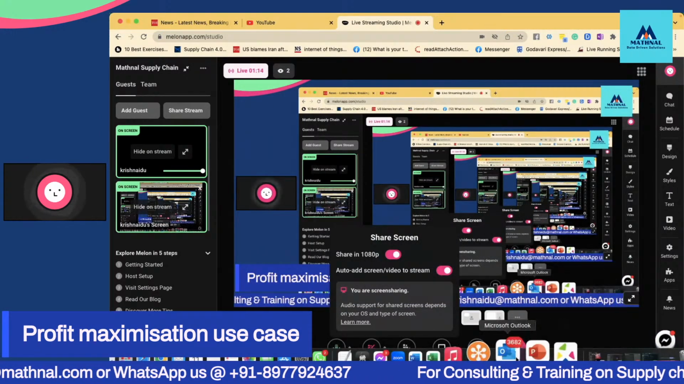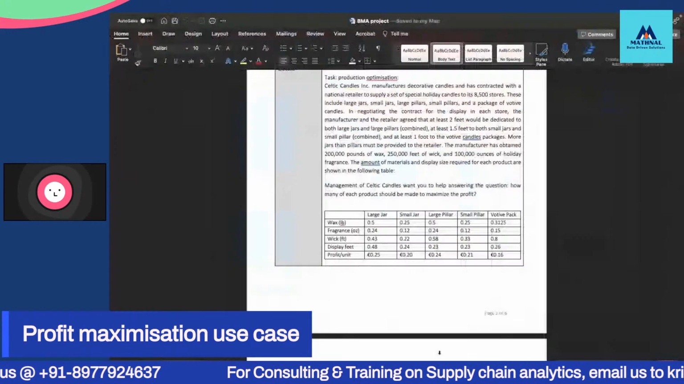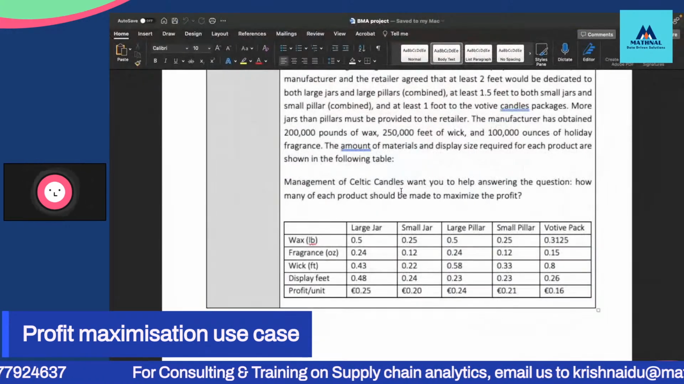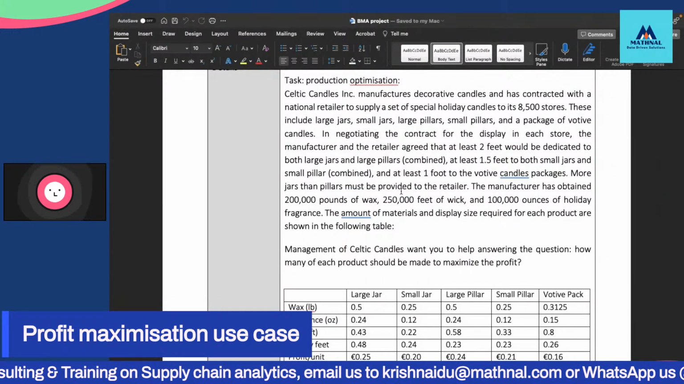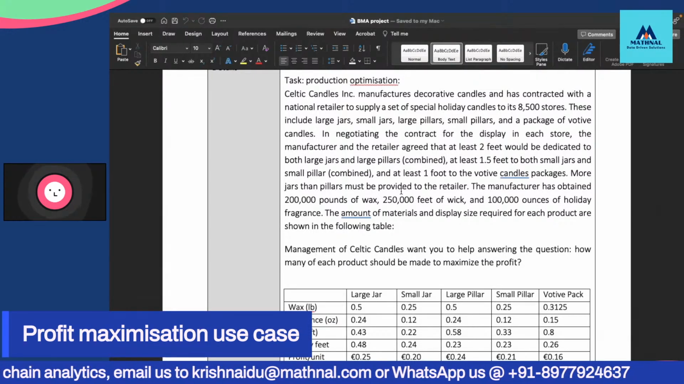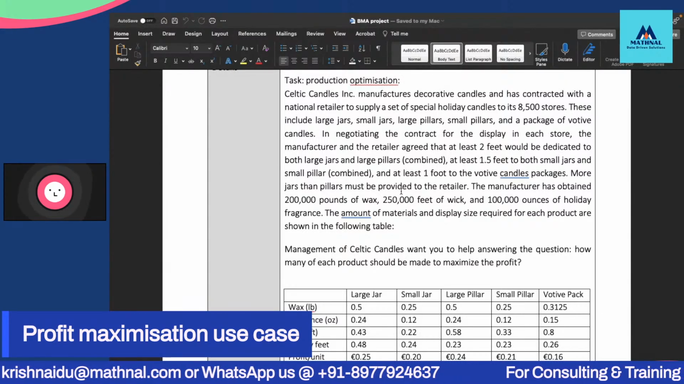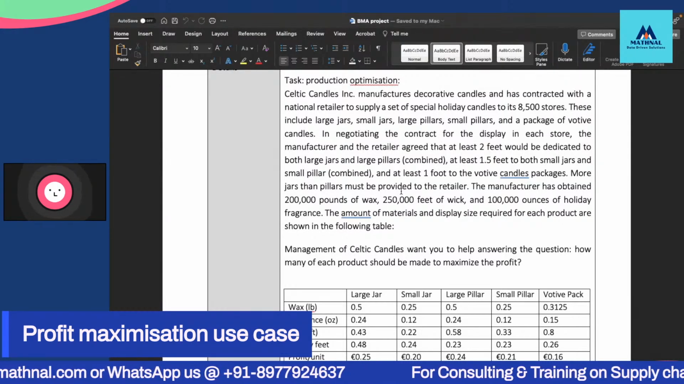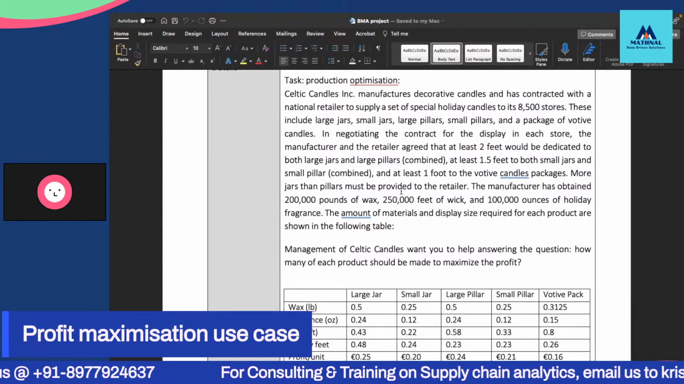So I'll be sharing my screen, and the screen which I'm going to share will list the problem which you're going to solve. This is a problem which you're going to solve, and this is a case which was prepared for a manufacturing firm, and the objective of this case is to derive the profits from the production plan. So let us read the case.